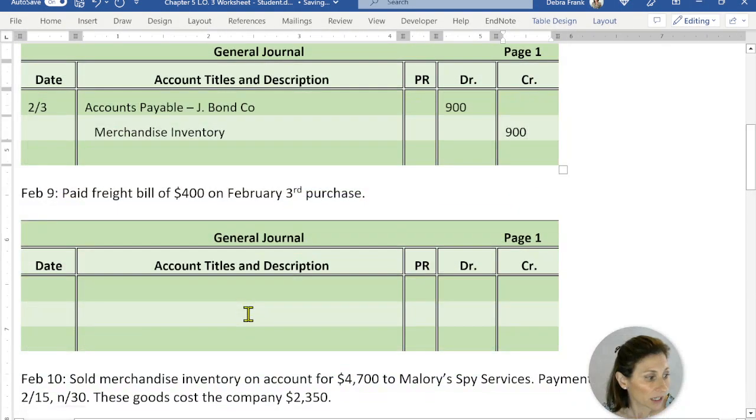Next, on February 9th, they paid a freight bill for $400 related to that February 3rd purchase. It's not saying on account or anything, so we're going to assume that we paid $400 of cash for that freight, for the delivery of that merchandise. That $400 is an additional cost for our merchandise inventory. So our merchandise inventory cost value goes up by the $400 for that freight. So we increase merchandise inventory by the $400.